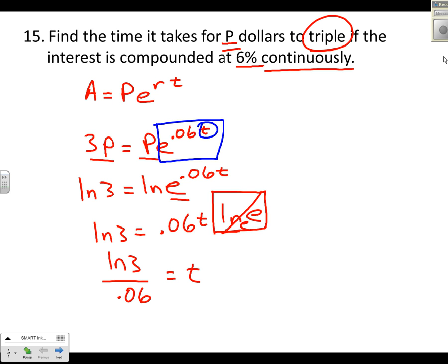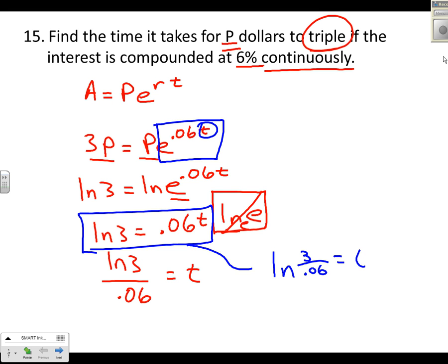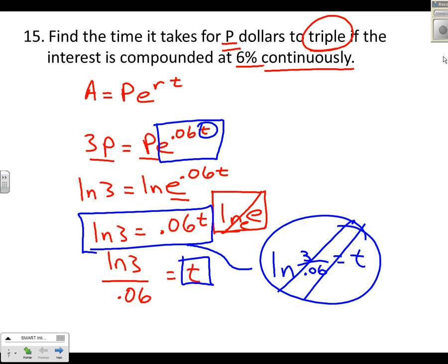Now, I do want to suggest a very common error from this step, which is to say, okay, divide by 0.06 and get ln of 3 on 0.06 equals t. No good. We're not dividing 3 by 0.06. We're dividing ln of 3, the function's output, by 0.06. And from that, again, I'll leave finding the time up to the viewer.